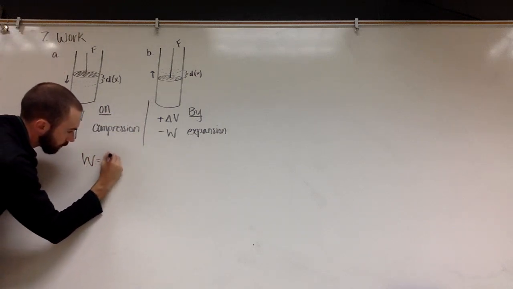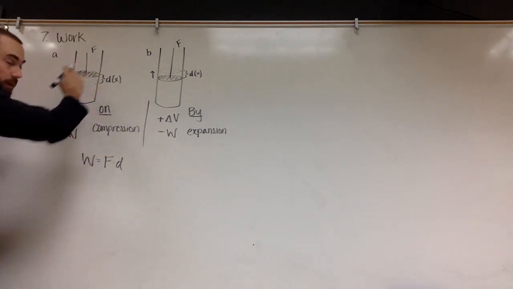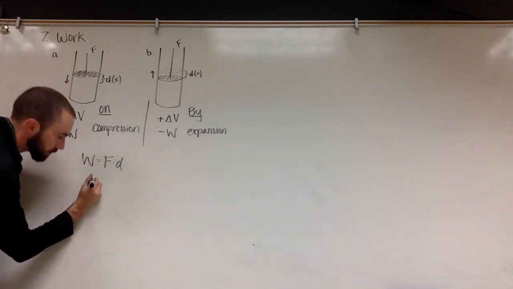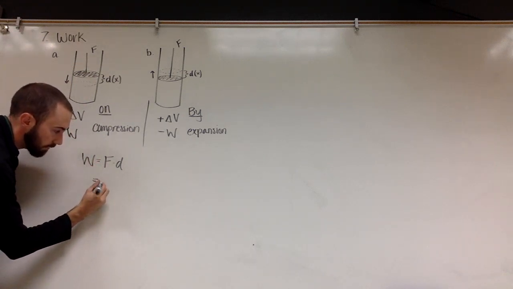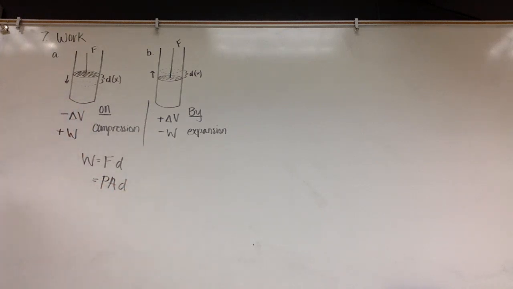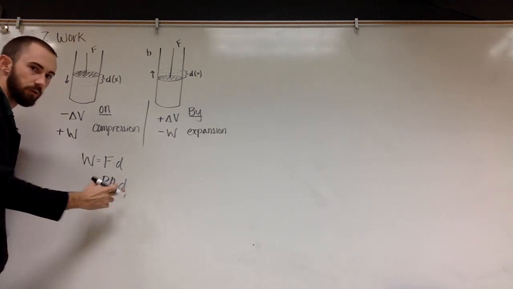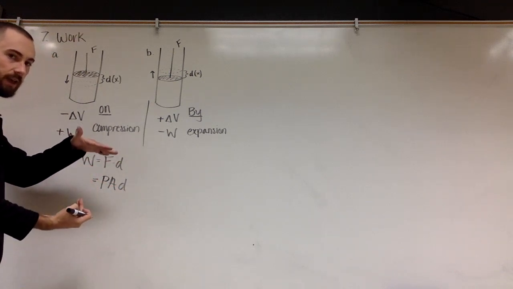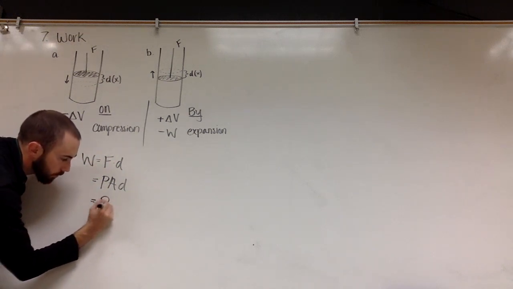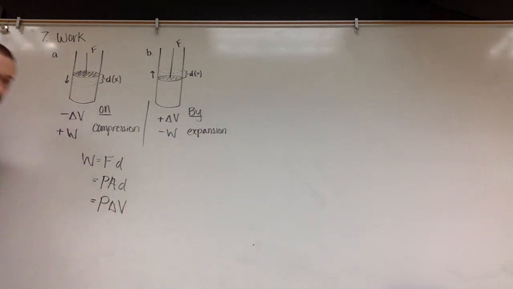So when we remember that work is just force times distance, this is always perpendicular for our purposes here, so you don't have to worry about any cosines. But when we do that, we can break force down. Force, from our fluids unit, we should remember, is pressure times area. So we have P A D there. A times D, so that's meters squared times meters. Hey, that sounds a lot like volume. What we find is that work is equal to pressure times change in volume.